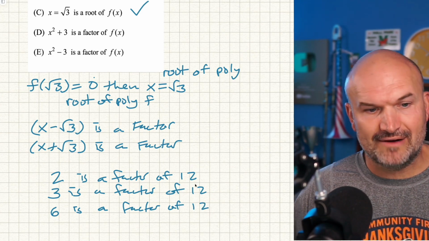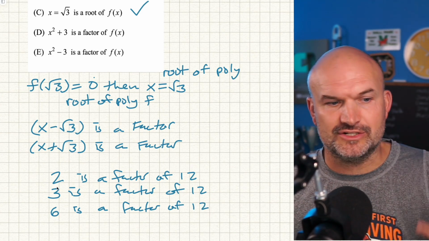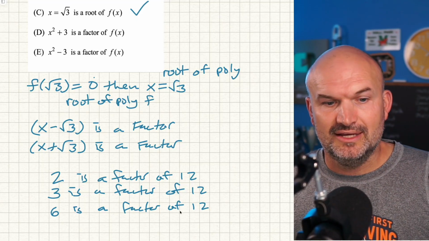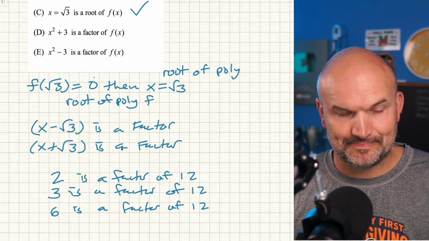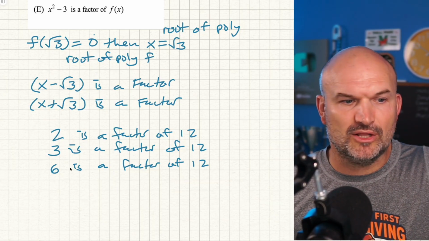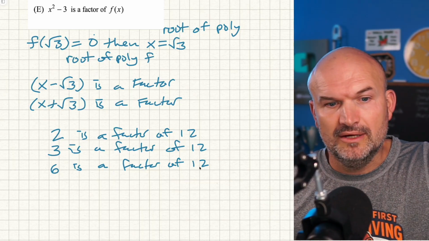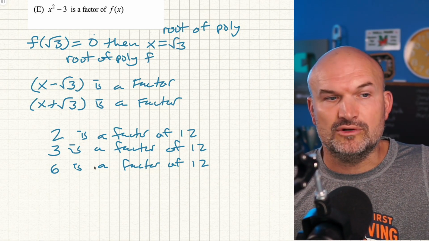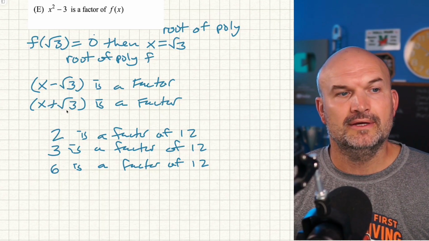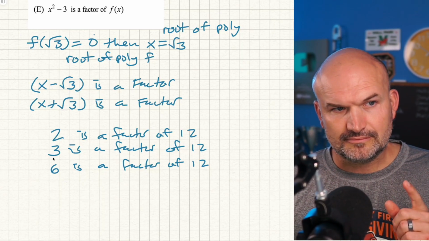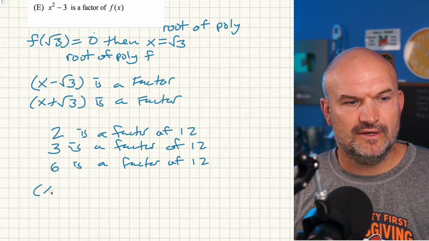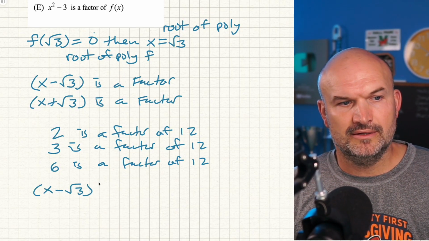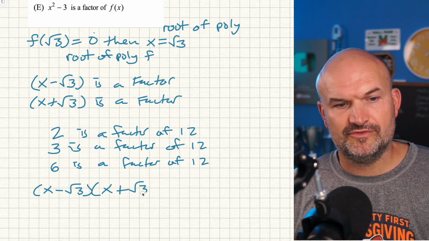Now this doesn't work for everything, right? But if you have these two factors, the product of the smaller factors is also indeed going to be a factor. That works. So the reason why this is important is because if I take these two factors, x minus the square root of 3 and x plus the square root of 3, right?